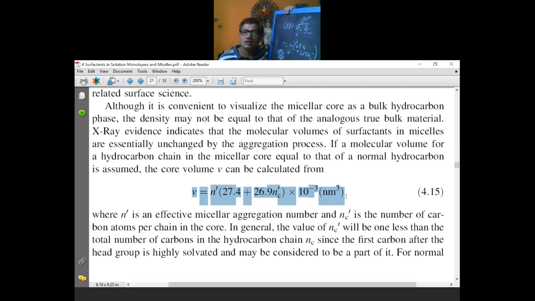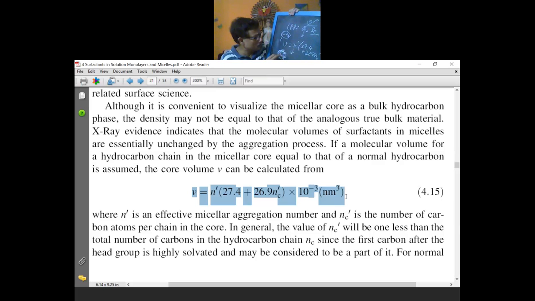If you know that, 27.4, this term came about through trial and error. And 27.4 is actually the volume of the methyl group at the end of a surfactant. The methyl group will have a volume of 27.4 cubic nanometer. Understood? So this is the total core volume, the core volume of a micelle.